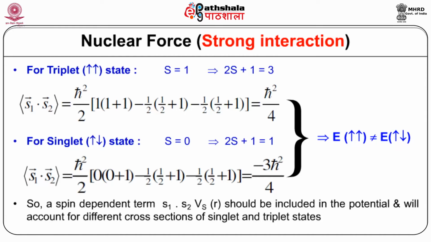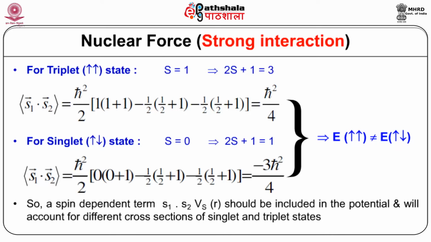Expectation value of S1 dot S2 is equal to ħ² [1 into (1 plus 1)]. Now, as small s1 and small s2 are equal to half, the spin values, so minus half into (half plus 1) minus 1/2 into (1/2 plus 1), and it comes out to be around ħ² by 4.